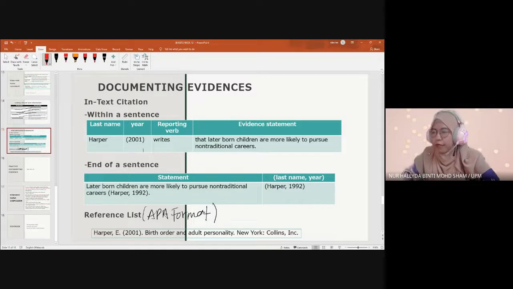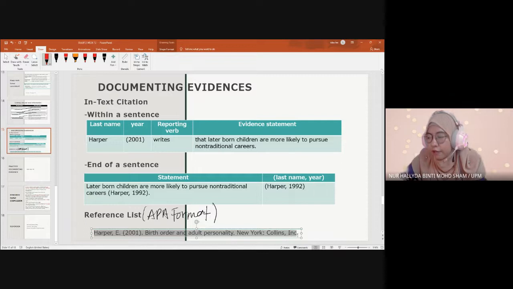And then there are two ways. It's either you put it in the sentence. Harper in bracket 2001 writes what, or you want to put that in the end of the sentence. Later born children are more likely to pursue non-traditional careers. In bracket Harper 1992. Okay, and then this reference list, I will provide you the manual, USIM handbook from USIM, where you can go over and check the correct format for this.